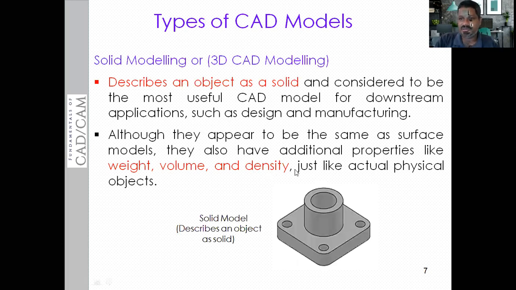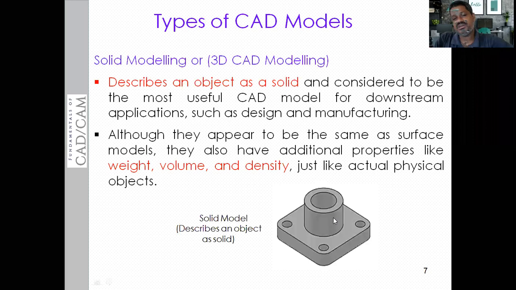This is the realistic model. In this case, we are going to assign all the properties like weight, volume, and density, like a physical object. Physical object means that you can see it with your eyes. It looks like a realistic object, and it is also assigned with the properties. So that is called the solid model. In any of the commercially available software, you are going to create the solid model.